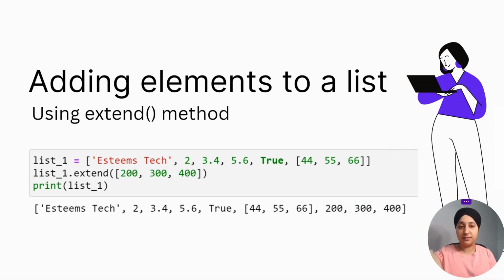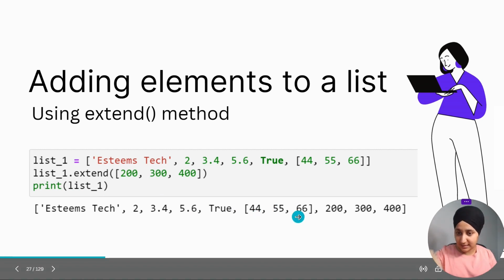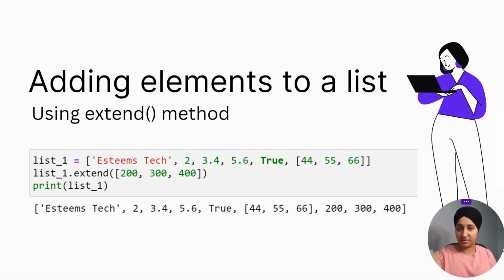Now here we are using the extend method. The extend method can help you add more elements. Using the append method we could only add one element, but using the extend method we can add multiple elements. You can see here we have list 1 dot extend, and within the parentheses we are passing a list of elements that we want to add to the existing list. When we print this list, we have the existing list plus 200, 300 and 400. These three elements were appended all together using the extend method.